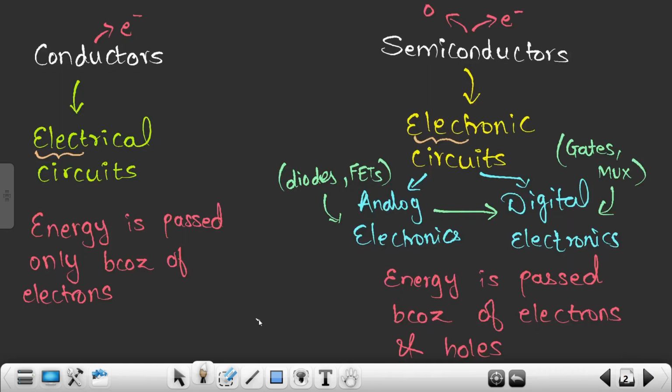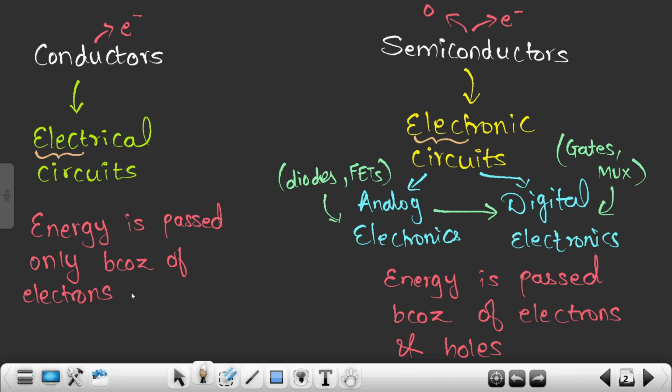In the previous session we saw what is the difference between conductor and semiconductor, or rather what is the difference between electrical circuit and electronic circuit. As far as an electrical circuit is concerned, energy, it can be thermal energy, heat energy, or electrical energy, is passed only because of electrons, right? So when your electron is moved, obviously the thermal or the electrical energy is being passed.